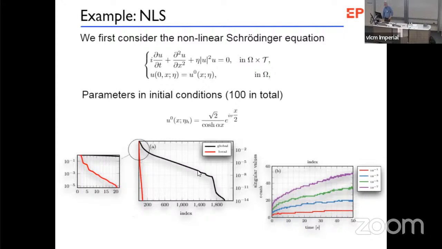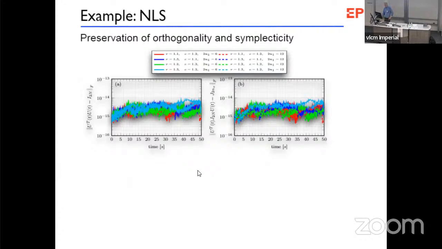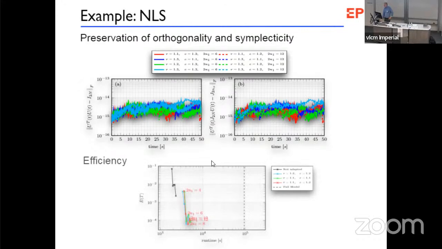But it's a complicated one because of the constraints. If you look at the matrix, the vectors U that you are computing, they maintain orthogonality, they maintain the symplectic nature to the accuracy of the problem. Okay. And the last one is the one of efficiency.